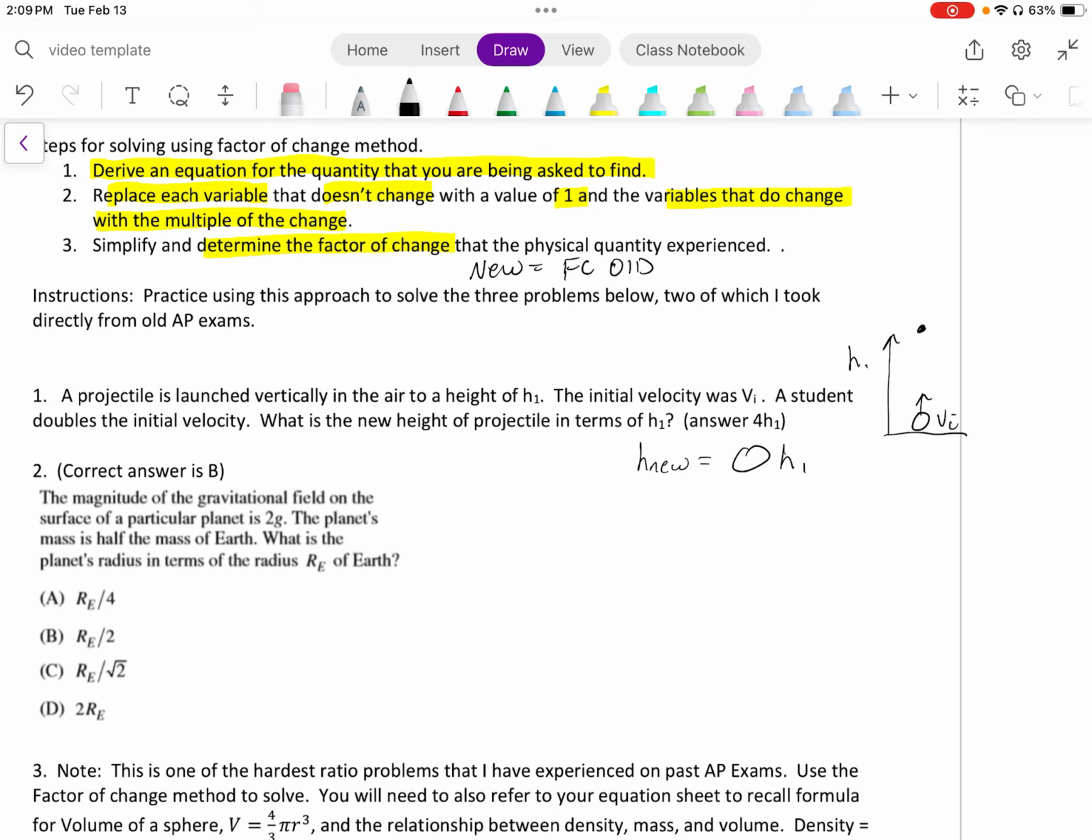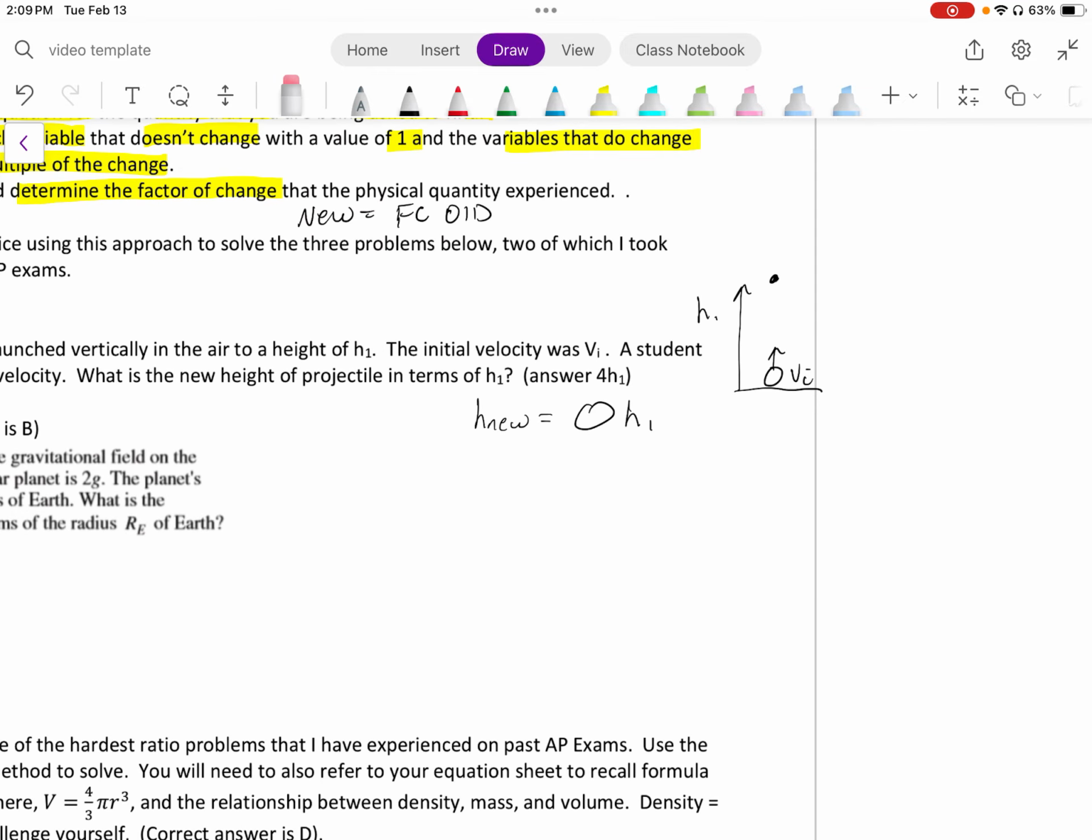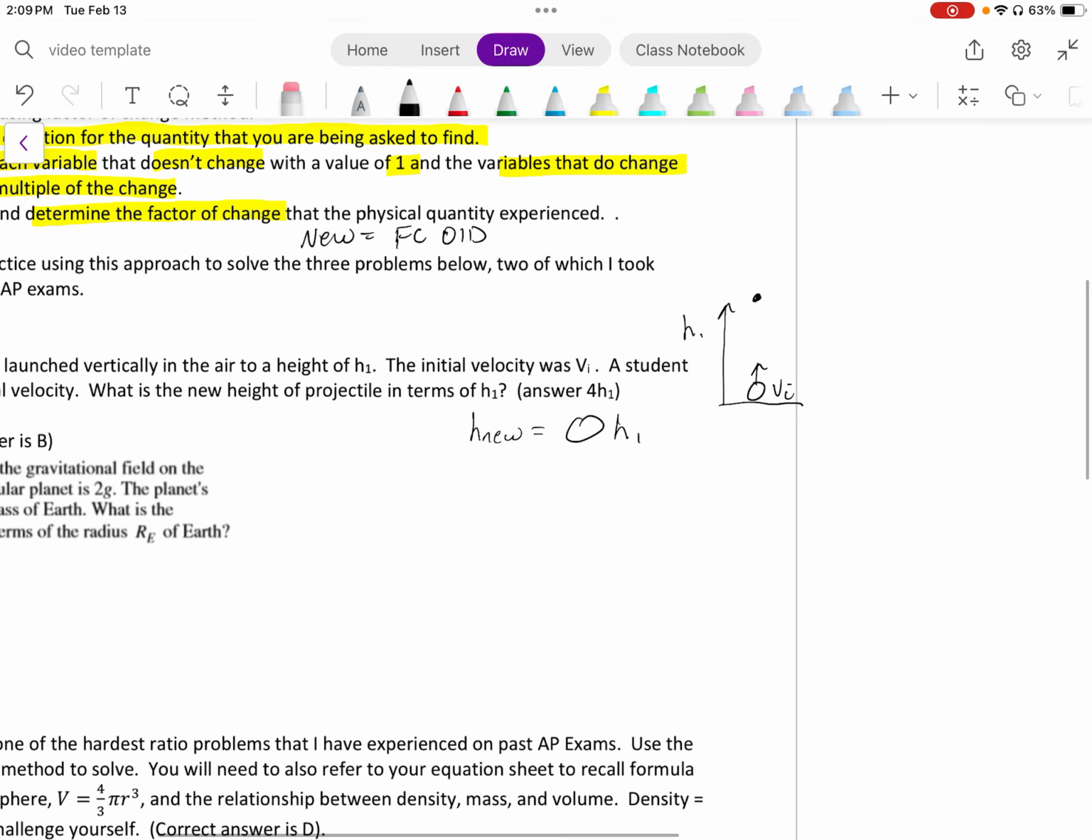Does it double the height? Does it half the height? Does it quadruple the height? Obviously, I show you the answer. Now, how do you get that? What's the first step? We find an equation that gets the height equals something related to velocity. Well, this is an energy problem.